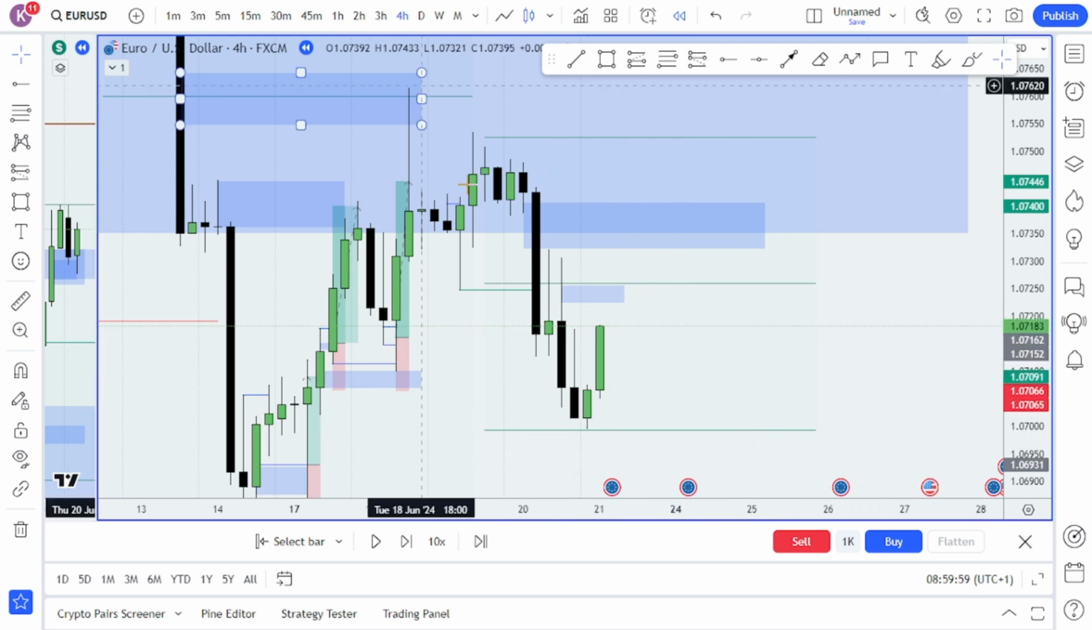So since EU does not fit with it properly, you use a pair like GU that fits with the model properly, and that's why I did not use Euro USD on this day to make this illustration.